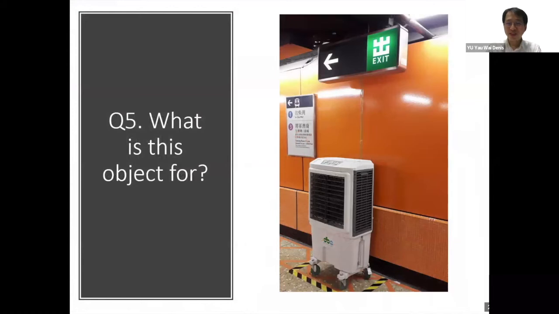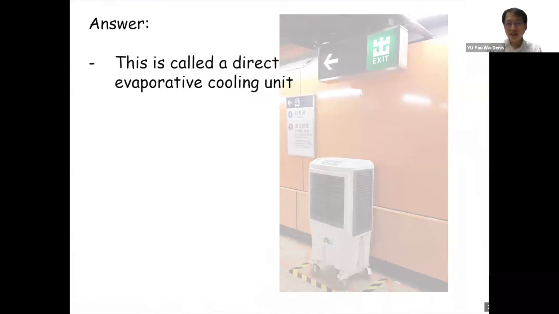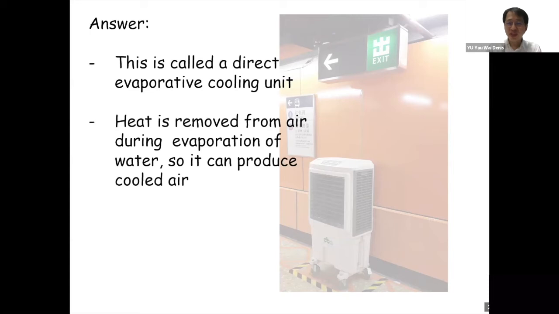Question number 5. What is this object for? Some of you may have seen this in a subway, for example. And this is actually a direct evaporative cooling unit, basically an air conditioner. So how does it work? The way it does is it removes the heat from the air through the evaporation of the water. So it can produce cool air.